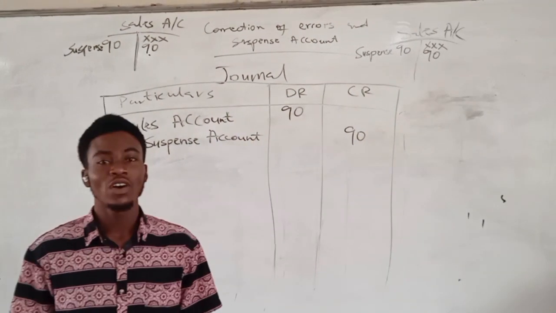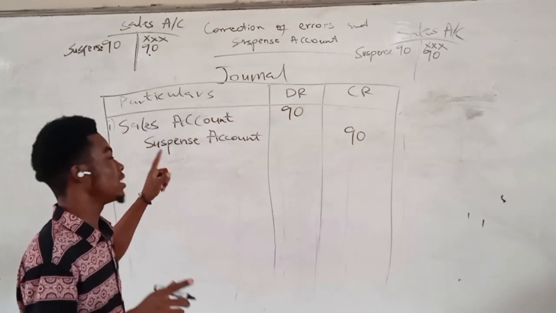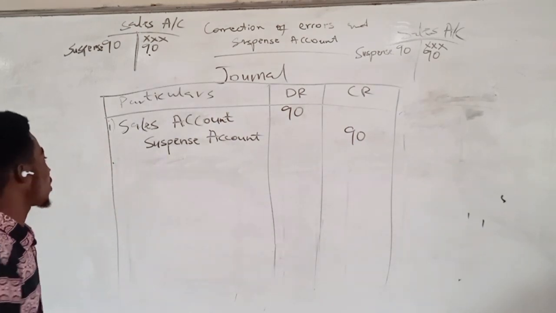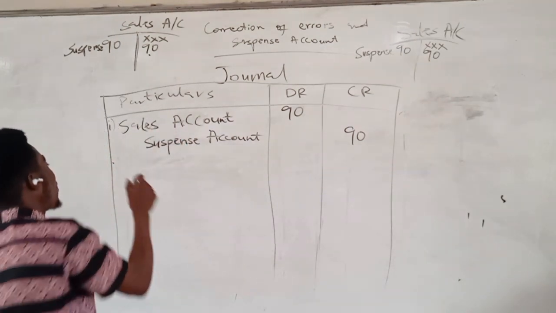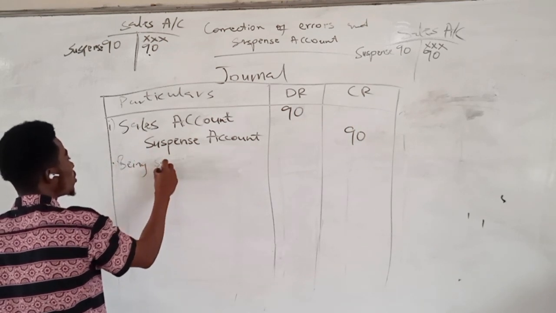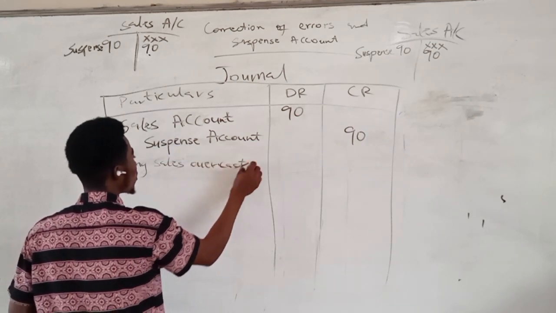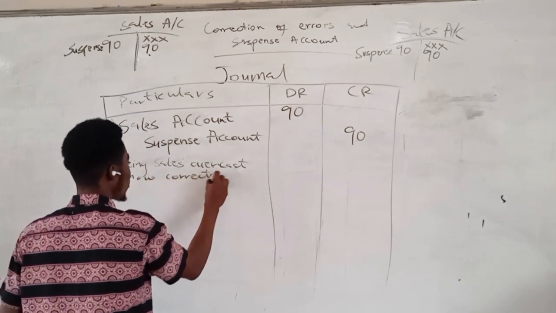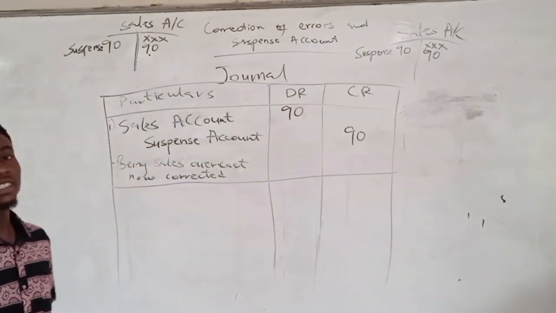So okay, so we will narrate any error which is being corrected in the journal before we go to the next error. So now the first one, how do we narrate it? You know that the sales account was what? Overcast. So now sales overcast, now correct. Then you underline it nice. Okay. Now let's go to the second transaction.